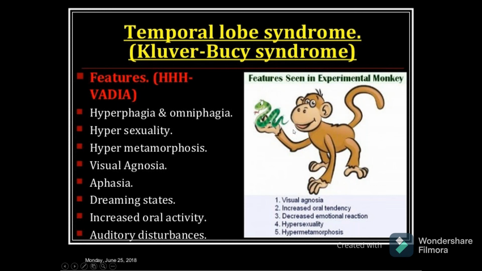Experimentally it has been produced in the monkey, where the temporal lobe is removed. Amygdalas have also been removed. Then you find so many changes: visual agnosia, decreased oral tendency, decreased emotional reactions, hypersexuality, and hypermetamorphosis.